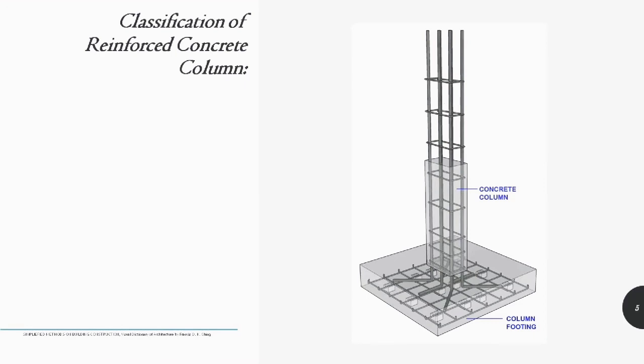Let us classify reinforced concrete columns. There are two types of reinforced columns: short columns and long columns. The important thing, so that we could know what type or classification a column is, is to determine the slenderness or stiffness ratio of a column.